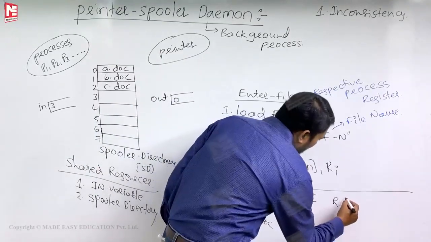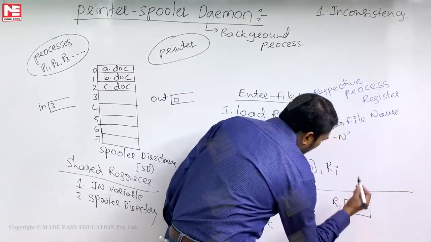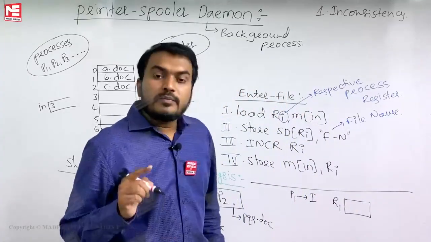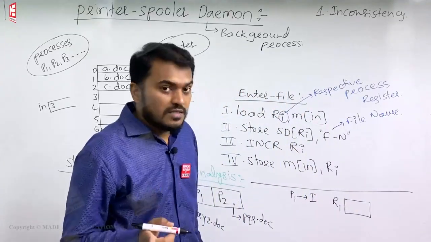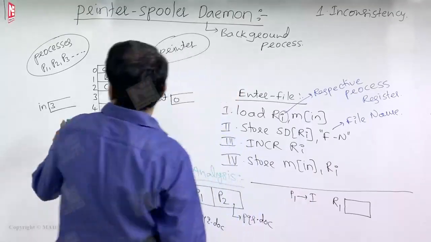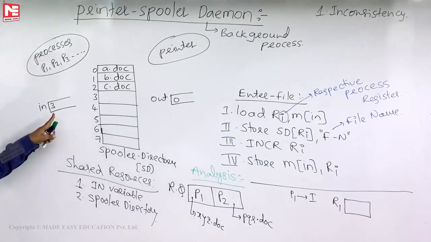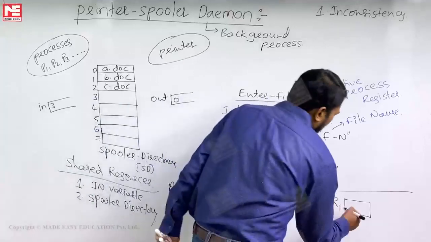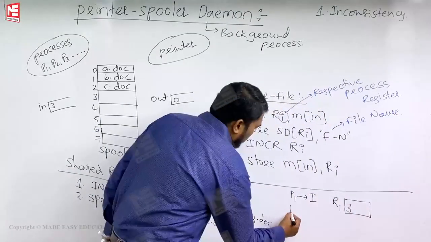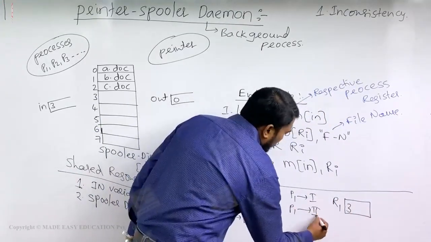So we are loading. I am taking a separate register, that is register R1. Remember, every process will have its own register. I told you already. So what is the in value you have here? In value is 3. Loading the in value into register. And next, now P1 is executing the second instruction.